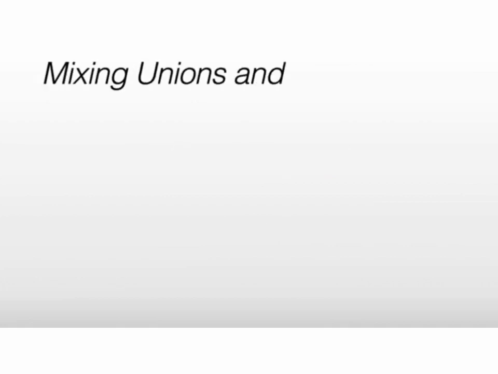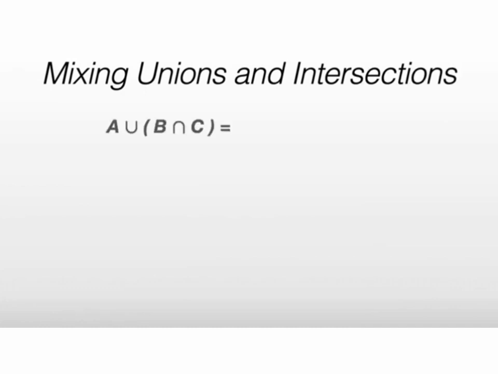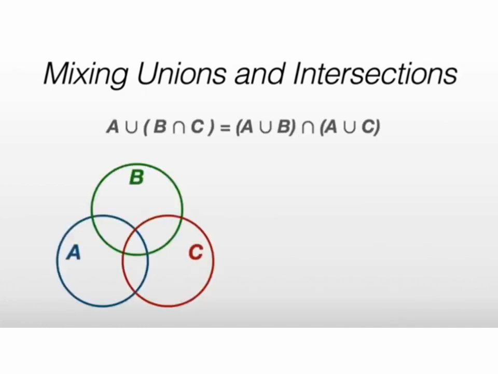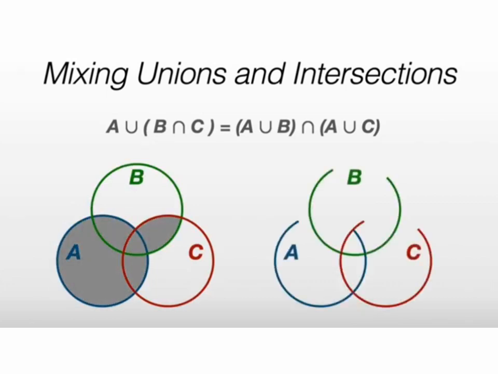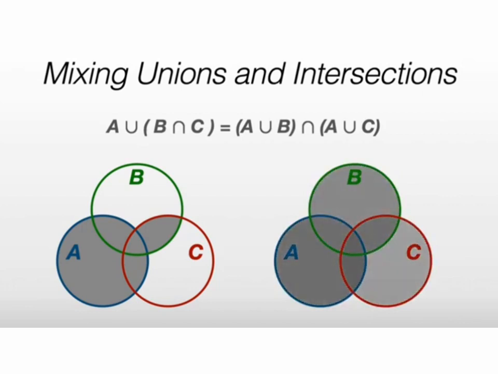We also have a couple of identities involving both unions and intersections. For 3 sets A, B and C, taking the union of A with the intersection of B and C is the same as if we take the union of A and B and the union of A and C separately and then take the intersection. This looks a lot like multiplying out the brackets, and so it's relatively easy to remember.